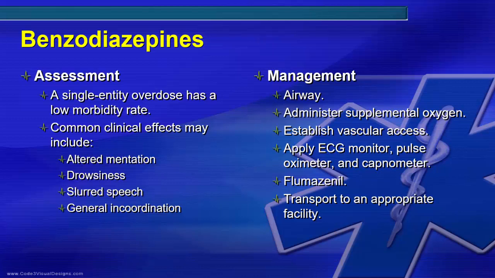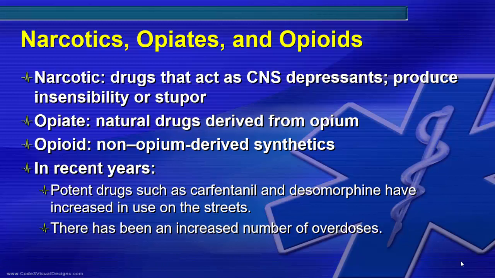All right, narcotics, opiates, and opioids. A narcotic is a drug that acts as a CNS depressant. They produce insensibility or stupor. Opiates are natural drugs derived from opium, and opioids are non-opium derived synthetics. In recent years, potent drugs such as carfentanil and desomorphine have increased in use on the streets, and these are very dangerous, highly potent drugs.